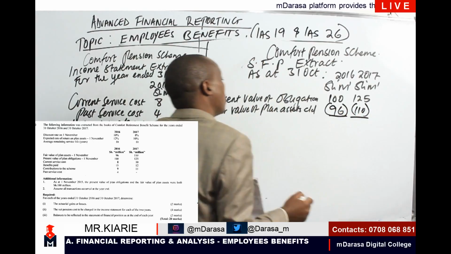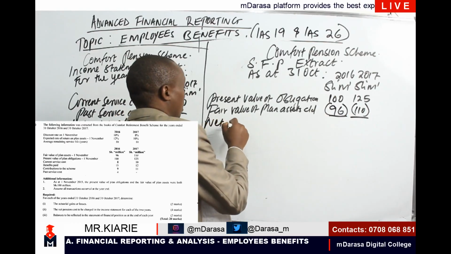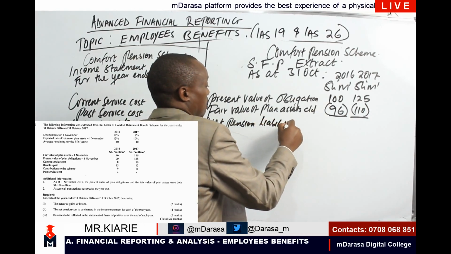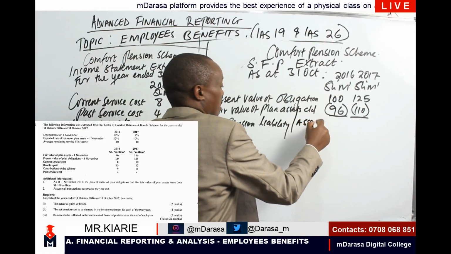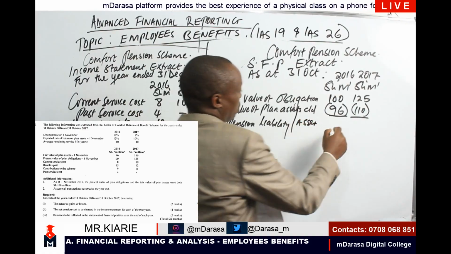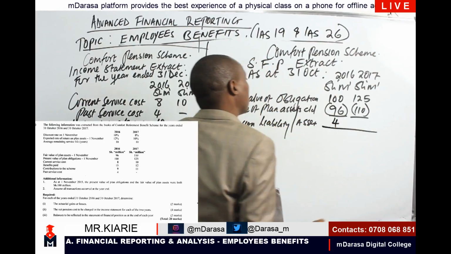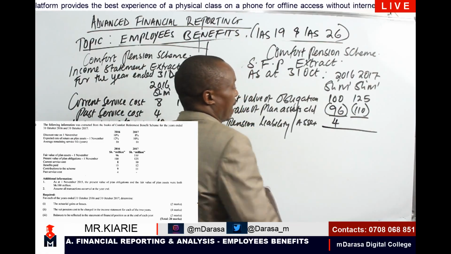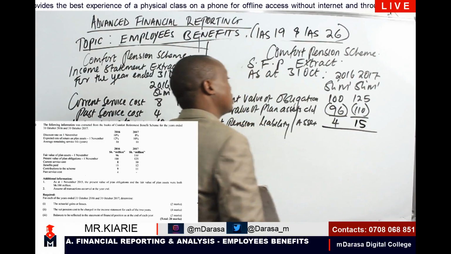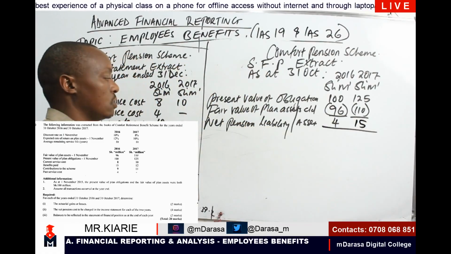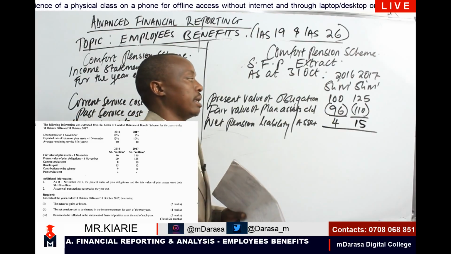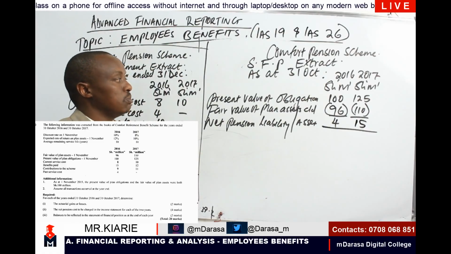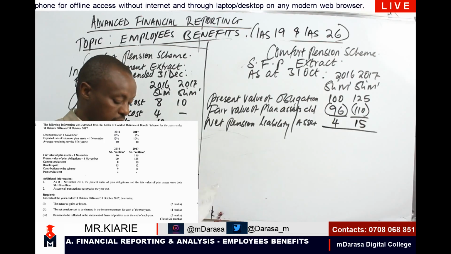And therefore, our net pension liability, stroke asset, because it is either way, should be 4 for 2016, which is a net pension liability, and 15 for 2017, which is also a net pension liability. And that's how you are supposed to present your statement of financial position extract.